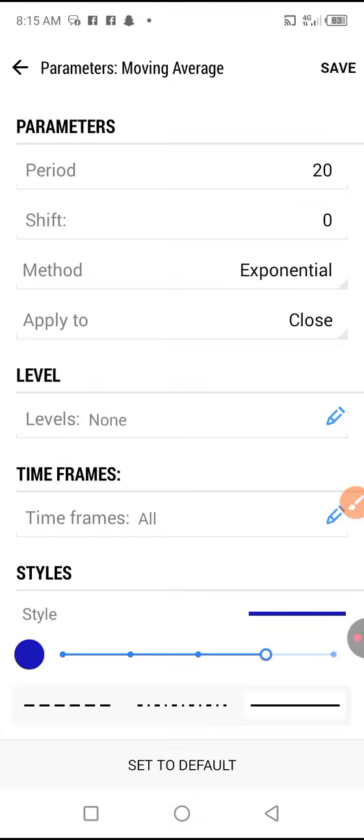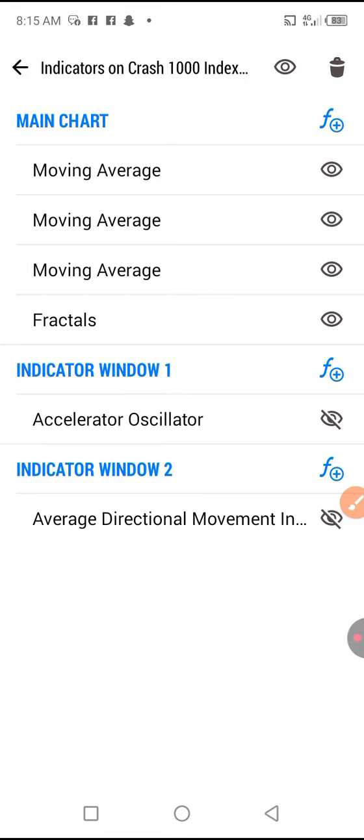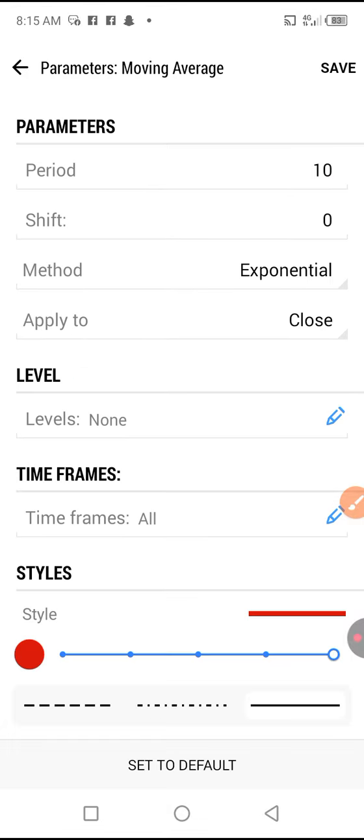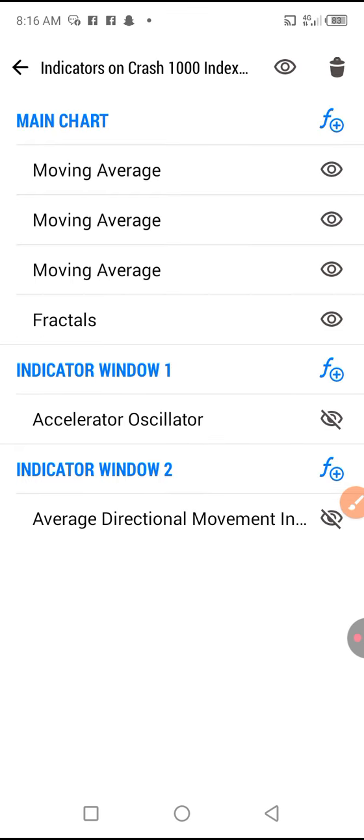Okay, you save it. Then the third moving average here is our period 10, shift 0, method exponential, apply to close. Level still none. Then your style should be any style, any color that you like. You add it to identify the line. Then you save it. So the next indicator we are going to use for this strategy is the accelerator.